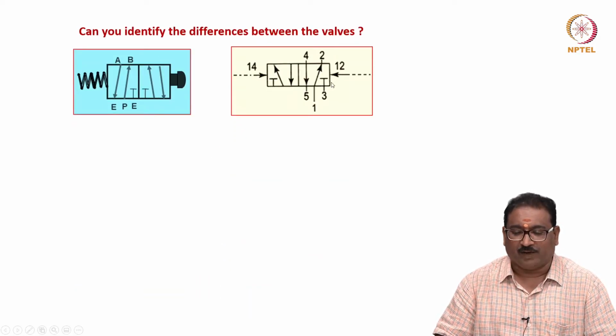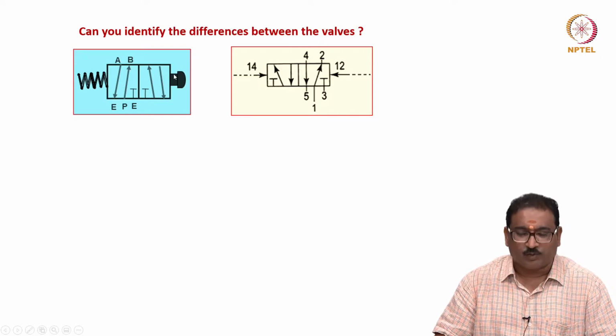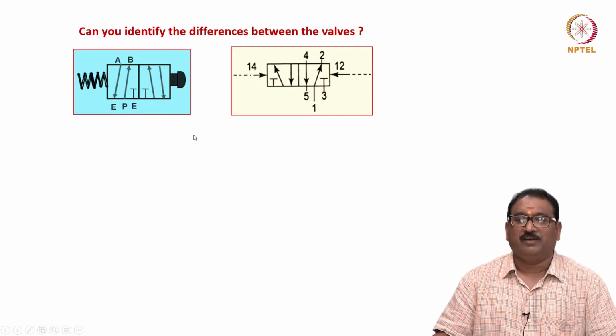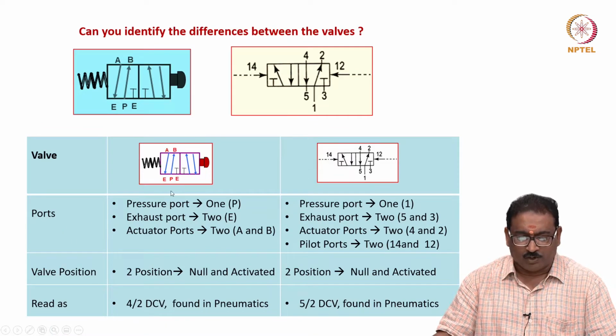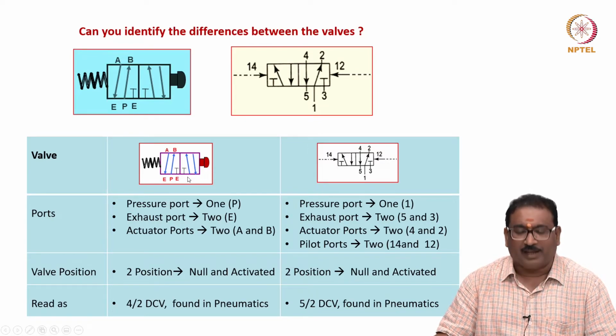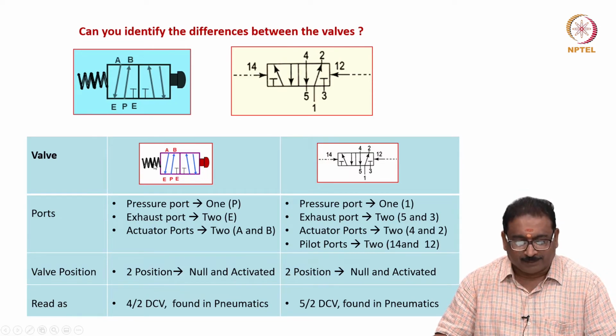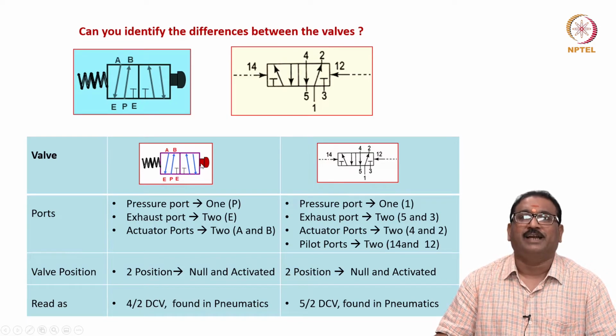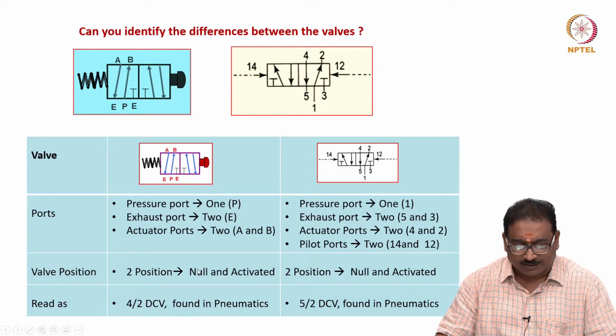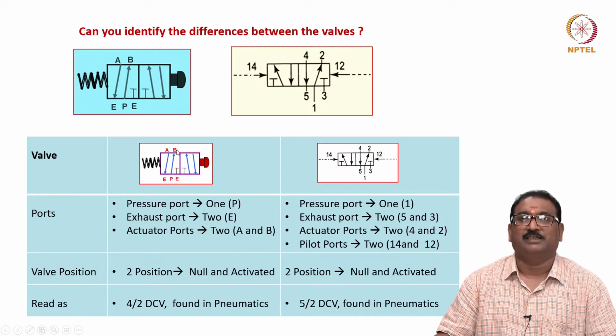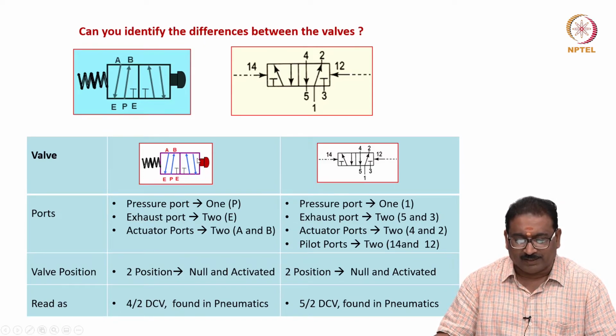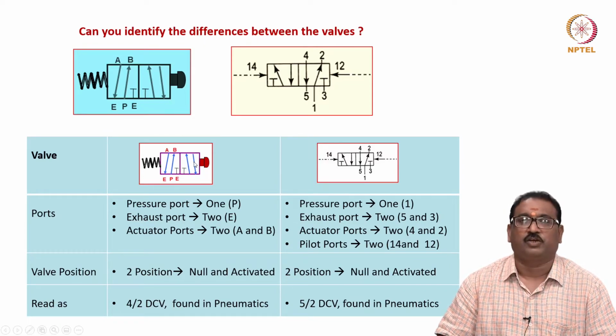Can you please identify the difference between these two, as I already showed you in the previous slide. Quickly we will see the number of ports. The pressure port is there, correct friends, exhaust port, 2 exhaust ports, and actuator ports A and B. Immediately you have to tell this is a 4/2 spring centered push button actuated direction control valve, correct friends. 2 valve positions, null position, actuated position. This is always the null position, all the numbers are written. Please understand this. When you push this button, it always goes to the right side actuation.